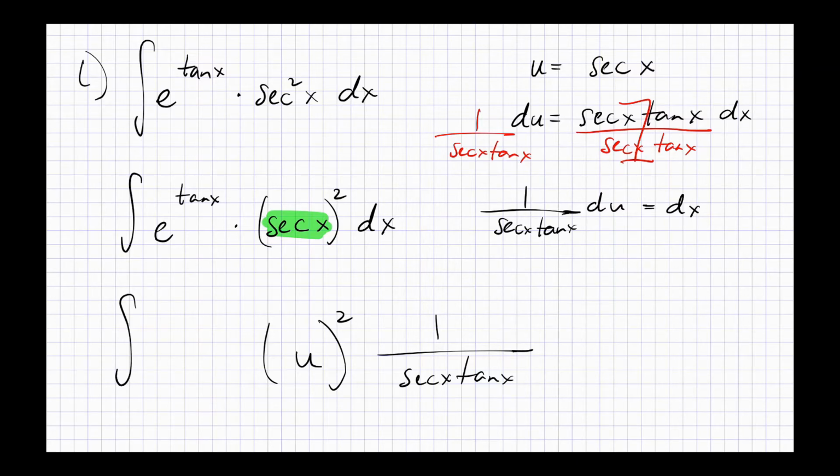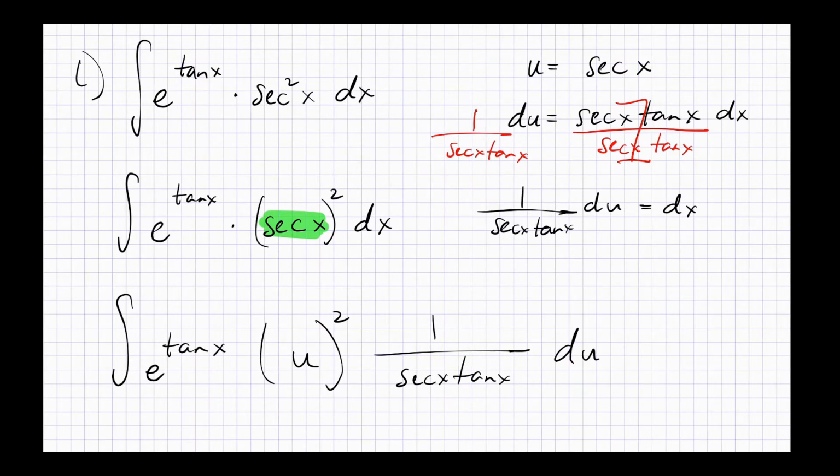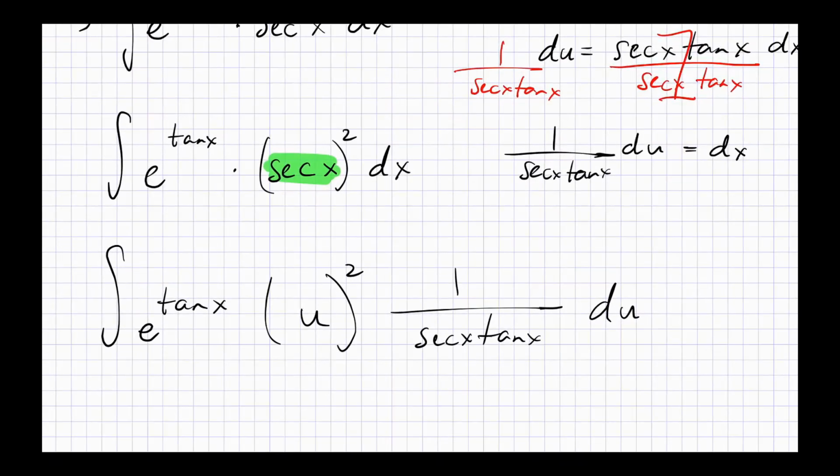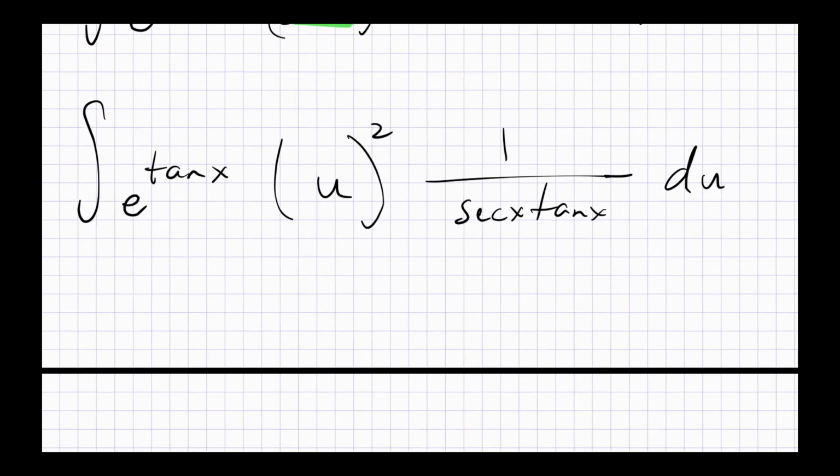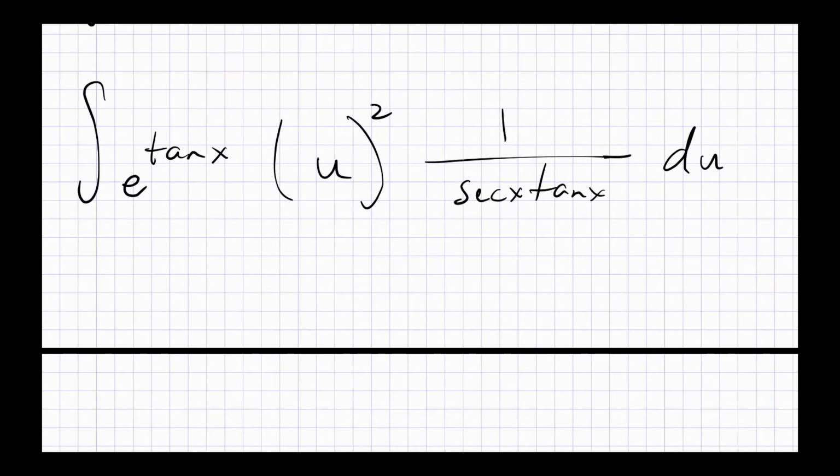Anything else I didn't write is still in there. So the first part, e to the power tangent x, that's still there. Okay, so we still have u's and x's, right? Down here. So our focus is down here. We still have u's and x's, right? That's okay as long as they cancel each other out.